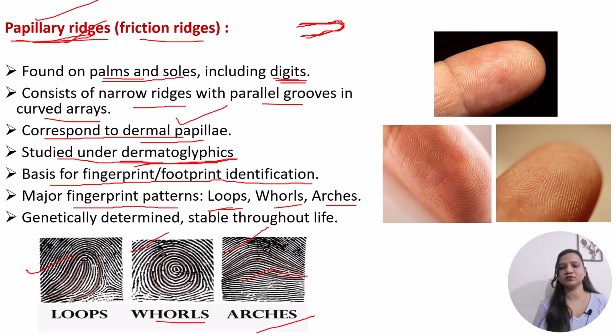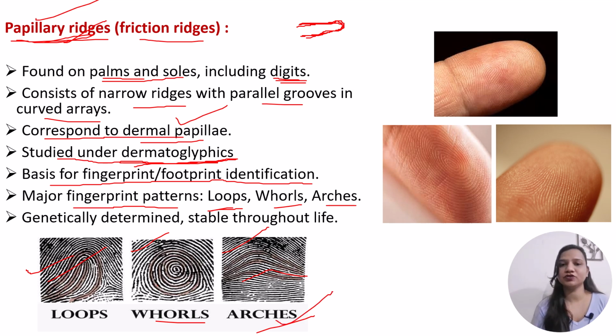These are the loops, you can appreciate here. These are the whorls, round whorls present here, and this picture shows the arches pattern. So these three types of pattern are found in human fingerprints, which are loops, whorls and arches.